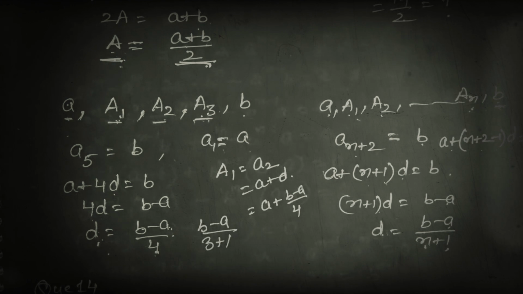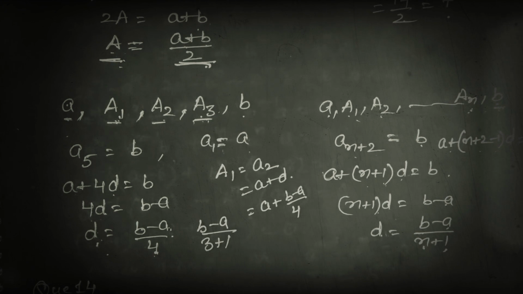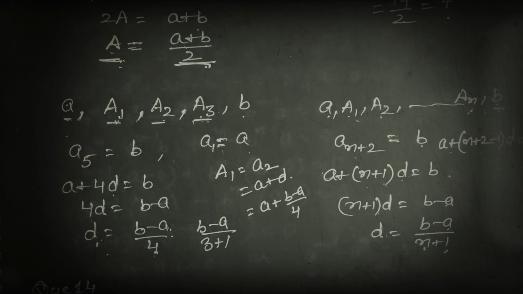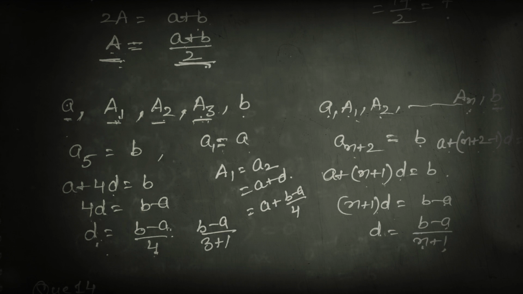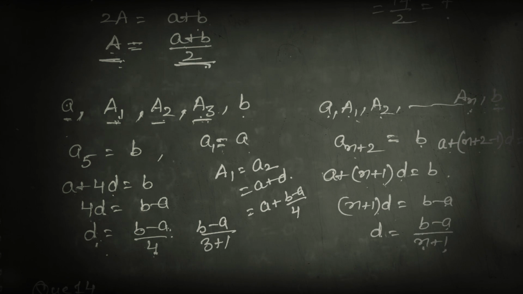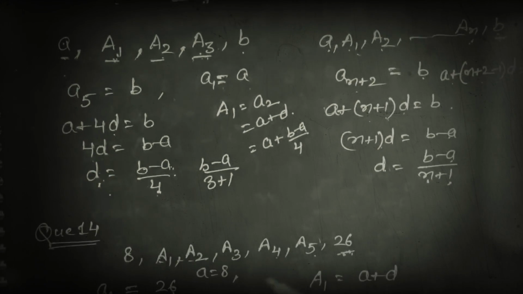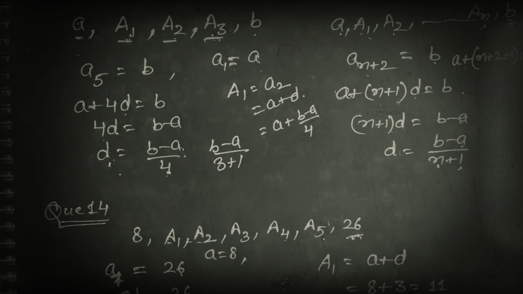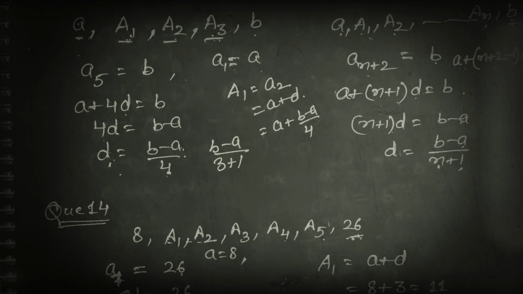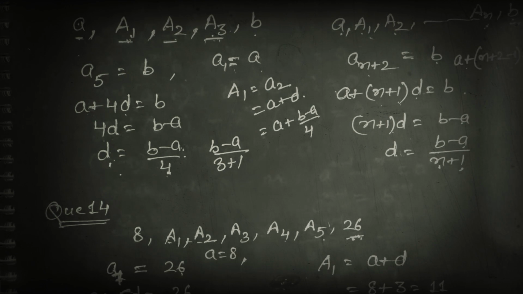Same in the 14th question, 8 and 26. We want to find 5 arithmetic means between 8 and 26. So these are 5 arithmetic means. Then 26, the last term, is the 7th term. So a7 is equal to 26. What is the formula for a7? a plus 6d is equal to 26. So 8 plus 6d. What is the value of a that you have?